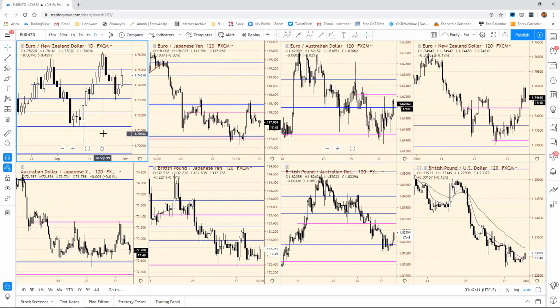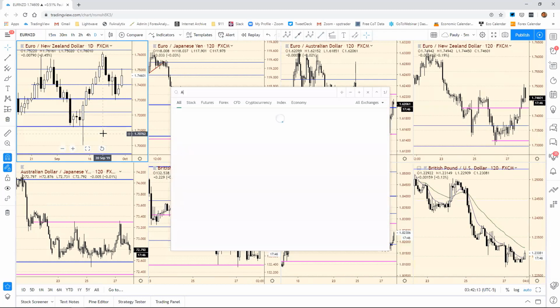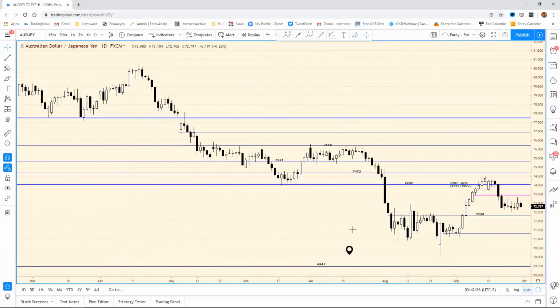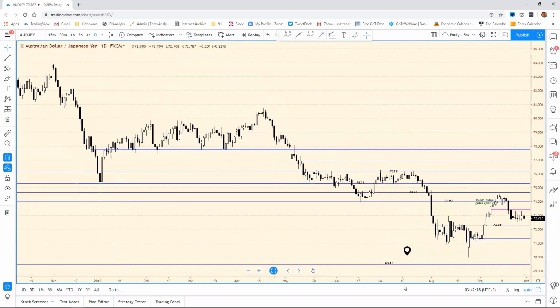Let's move into the Aussie yen. Oh, sorry, my throat is just so dry.